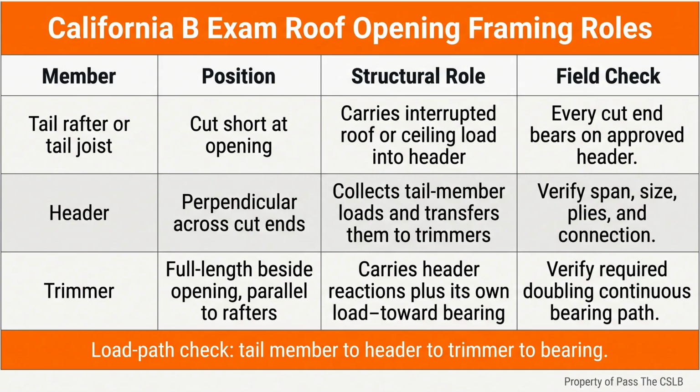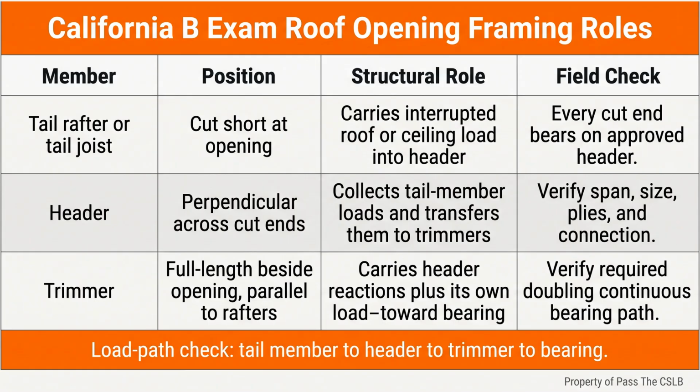The cut short rafters or ceiling joists that end at the opening are commonly called tail rafters or tail joists. They are not scraps and they are not unloaded members. They still carry the portion of roof or ceiling assigned to them, but instead of reaching their former support, they terminate at a header. The header runs across the cut ends. It collects the loads from those tail members and transfers the loads sideways.